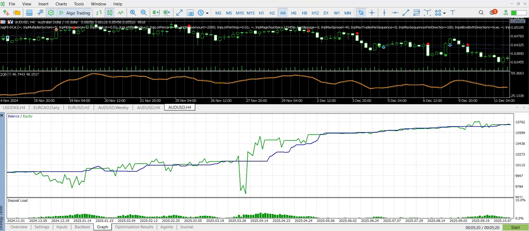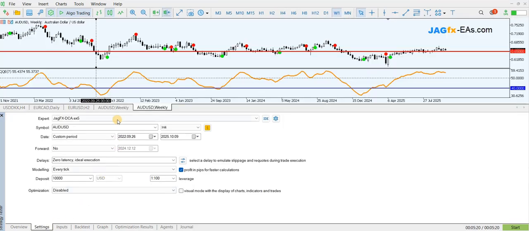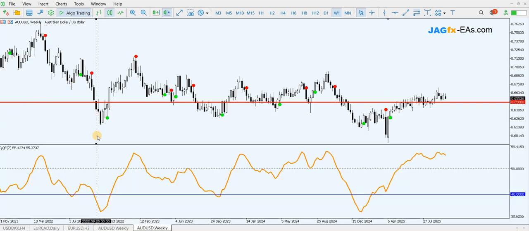Now I'll just pause the video and I'll set up something else here. All right, I'm just going to use exact same settings. I'm back, this is back on the weekly chart. Now we just go to this black line here. Now this is around the September 2022, so late September 2022.